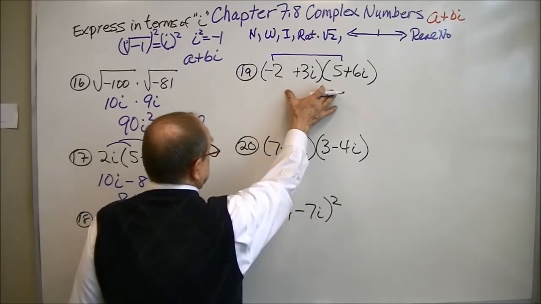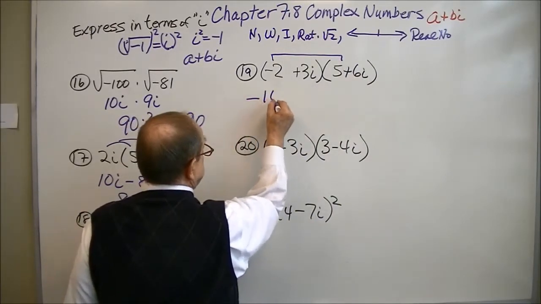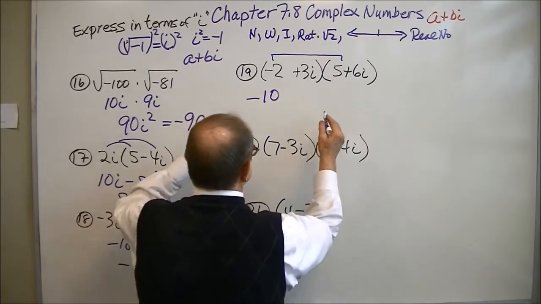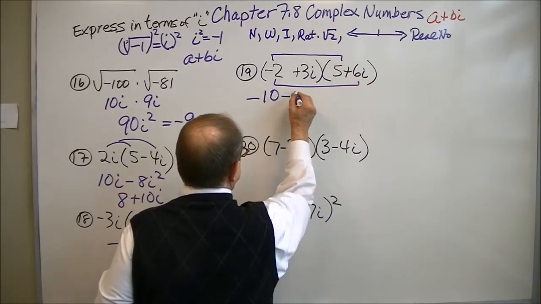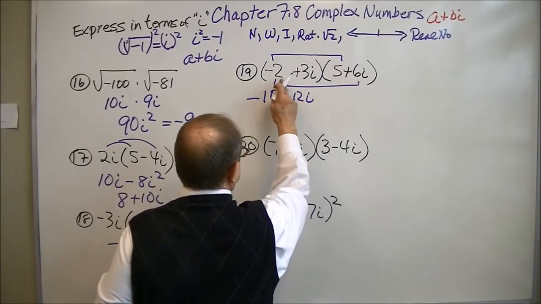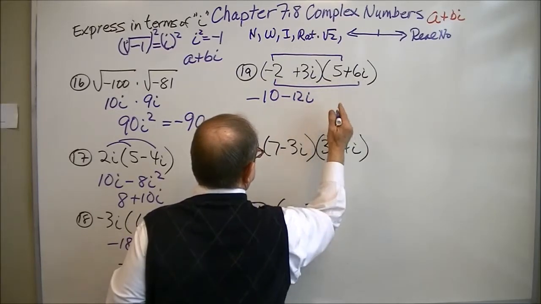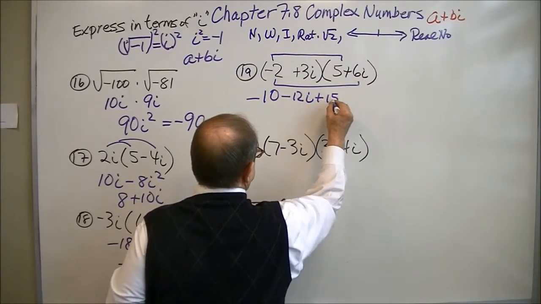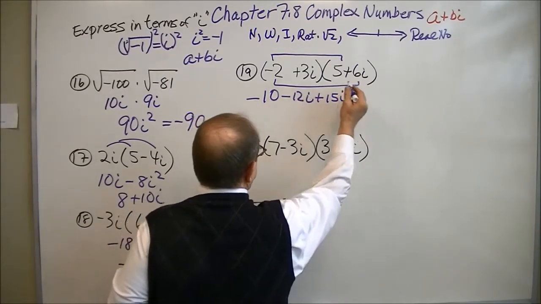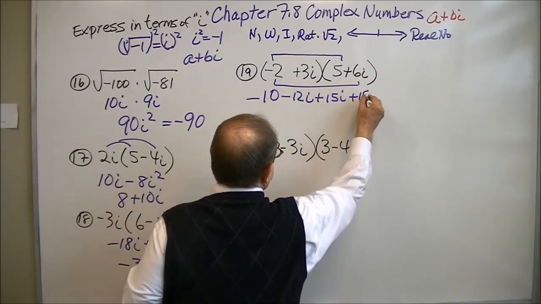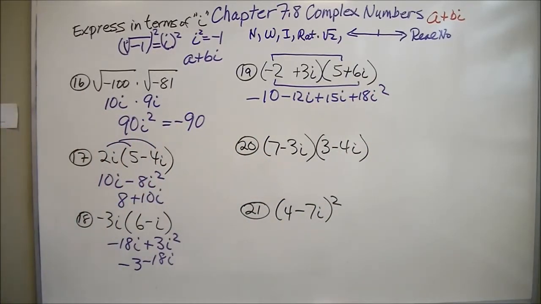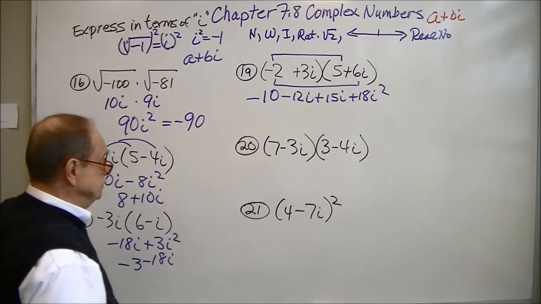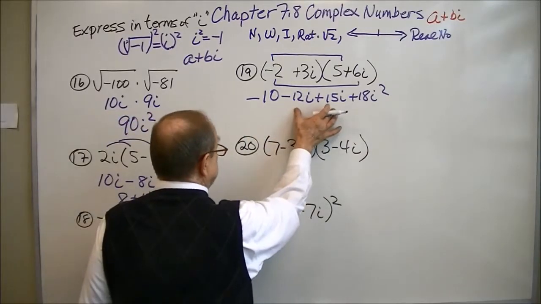Do my first. This is going to be a -10. Now I'm going to do my outers. That's going to be a -12i. My inners, a +15i. And my last, a +18i squared. Now I could have done it mentally, but it's always good to kind of review and check it out. So now we combine like terms.